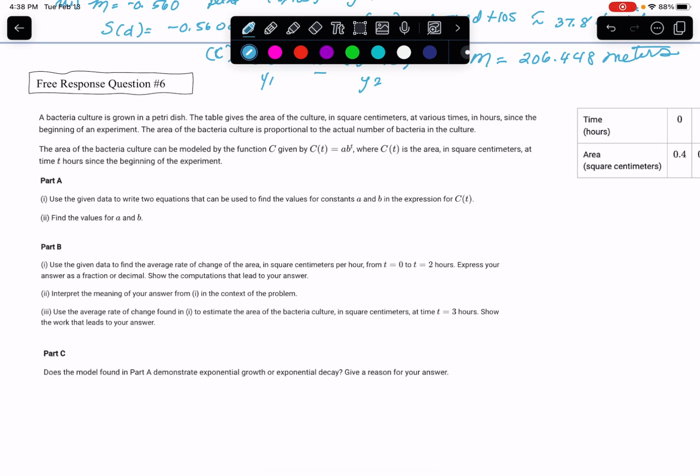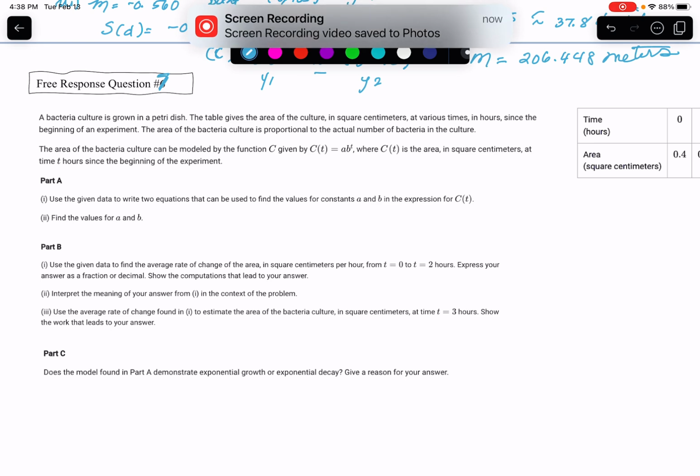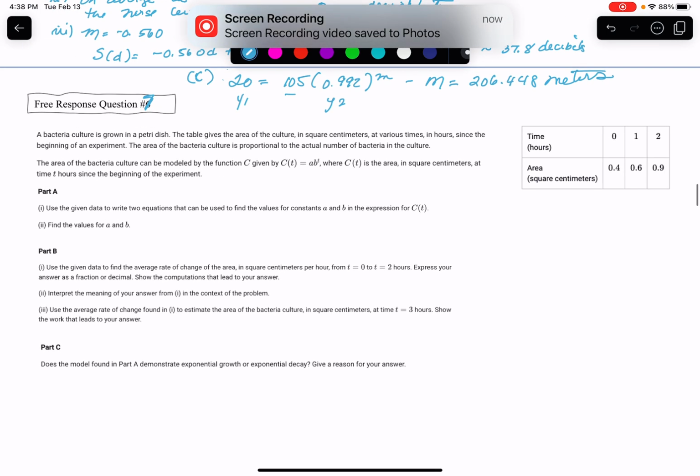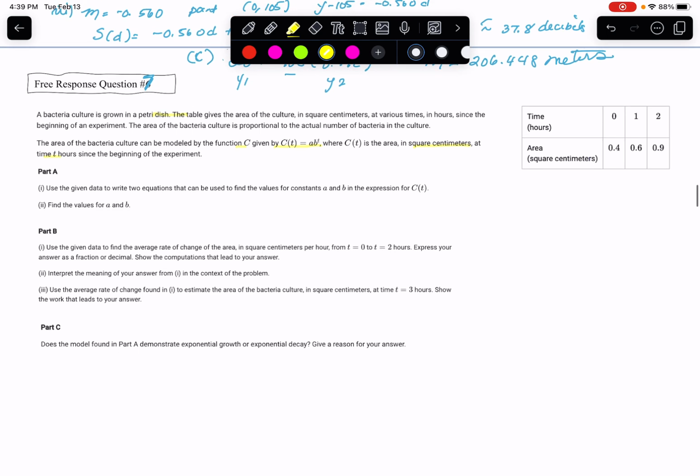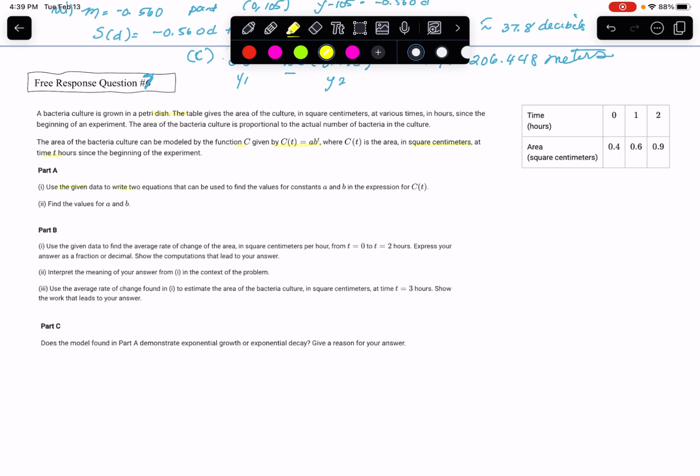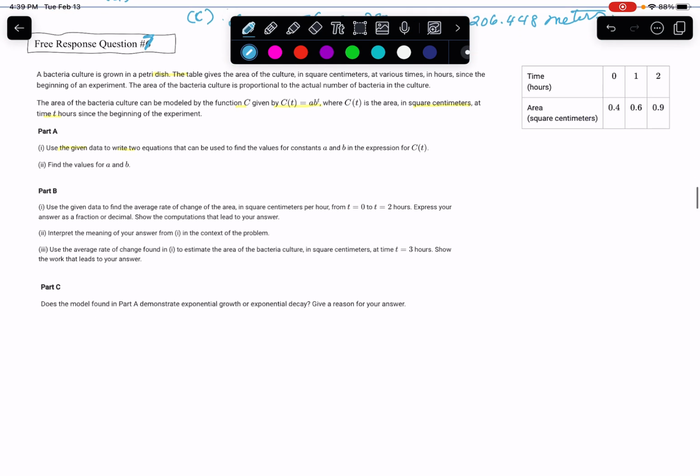This is AP Pre-Calculus. This is review for Test 2A, and we're on free response question number 7, actually. That didn't get changed. So this is, again, right out of College Board, so let's make sure we understand this. We have a bacteria being grown in a Petri dish, and it's modeled by C of T is A B to the T in square centimeters at T hours. So part A says use the data to write two equations, so it's very similar to the one we just did.